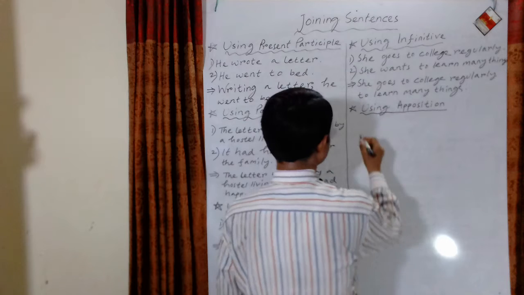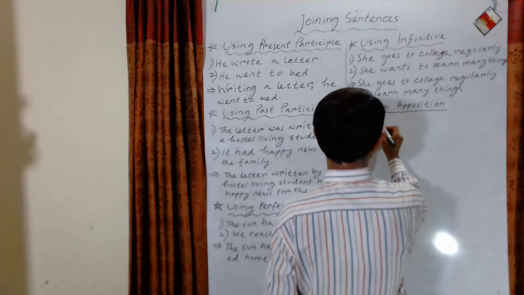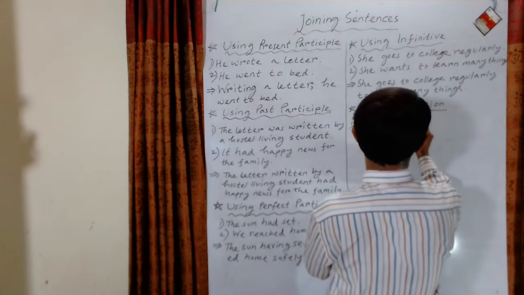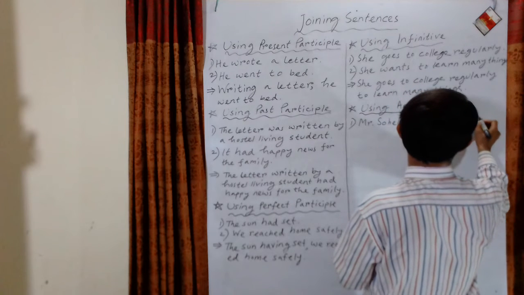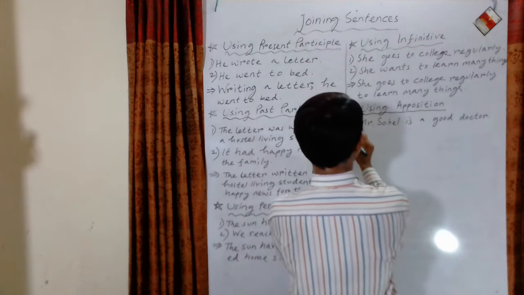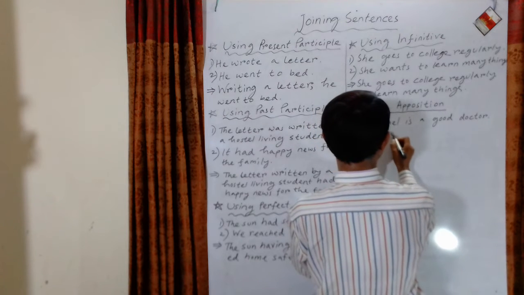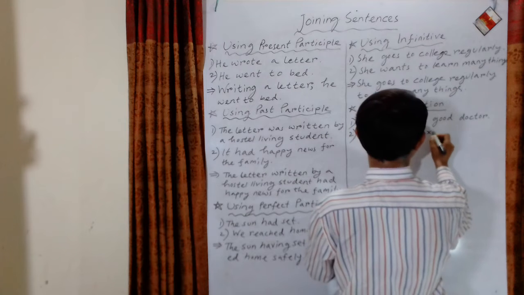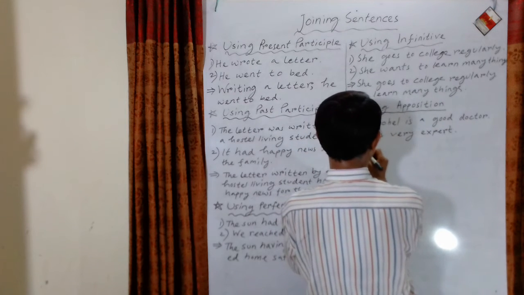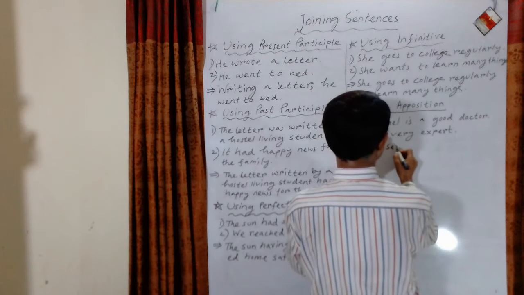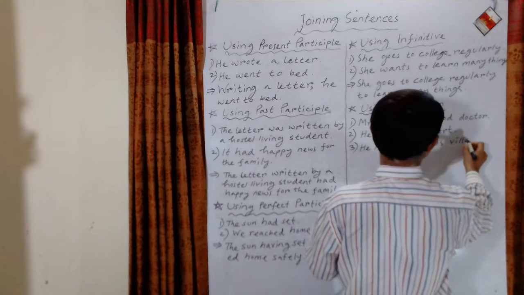Okay. For example, the first sentence, Mr. Sohail is a good doctor. Number 2 sentence, he is very expert. Number 3 sentence, he is serving his villagers.